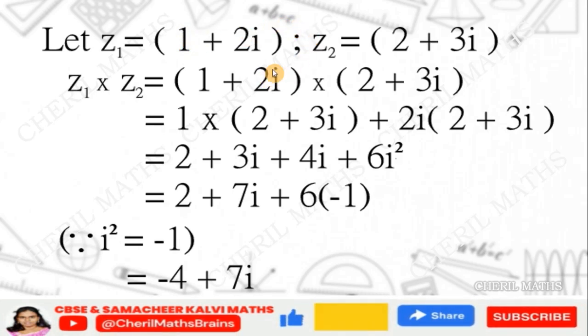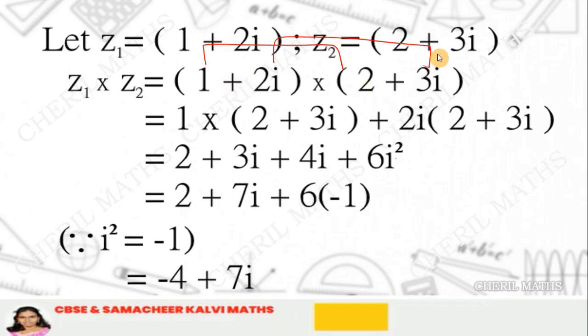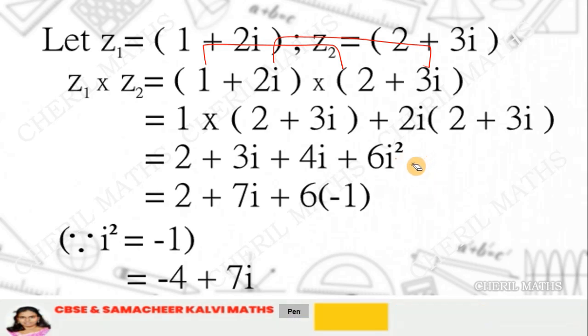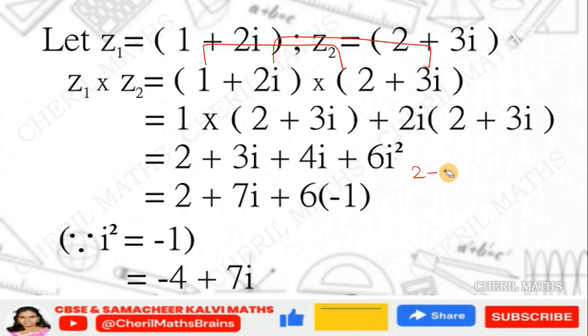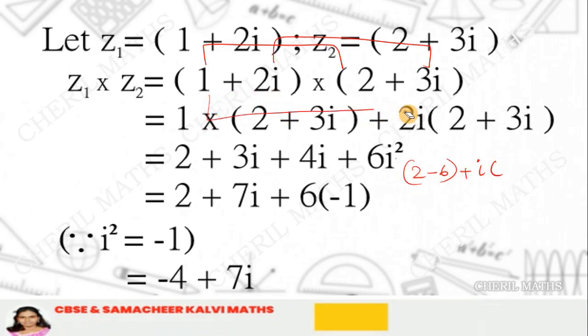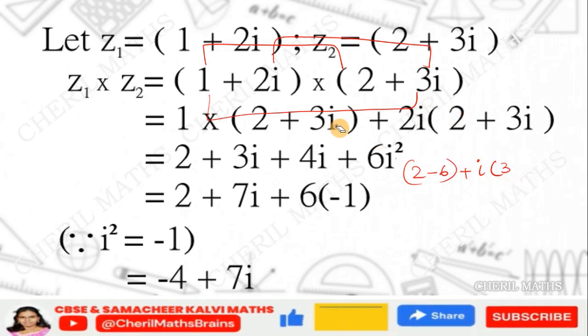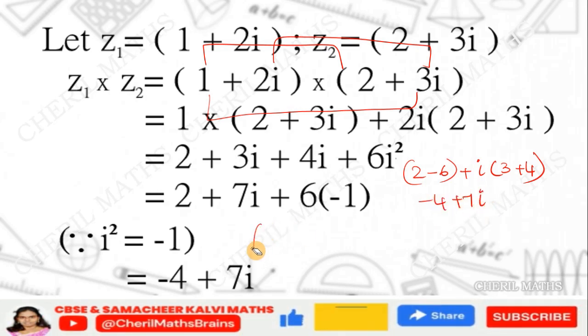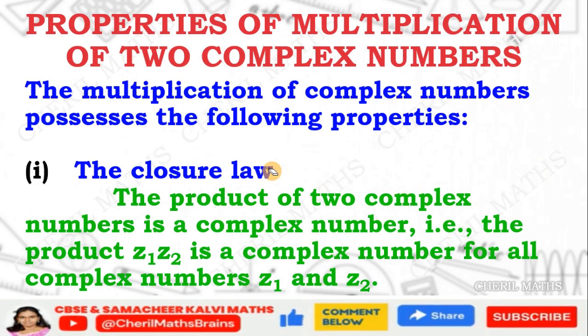So we have the first and then this. So what we'll have, 1 into 2 will be 2, plus 2 into 3 will be what? 6. So it will be 2 minus 6, plus i into the outer will be what? 1 into 3, 3, plus 4. So what we'll get? Minus 4 plus 7i. Have you got the answer, children? Yes. So in this way we can confirm if what we've written is right or not.